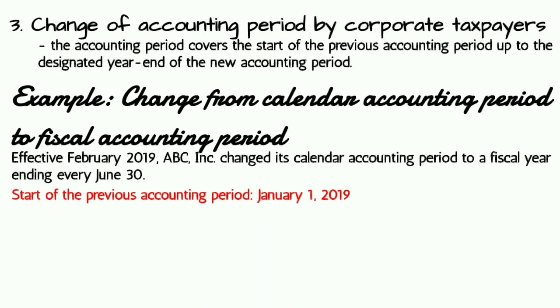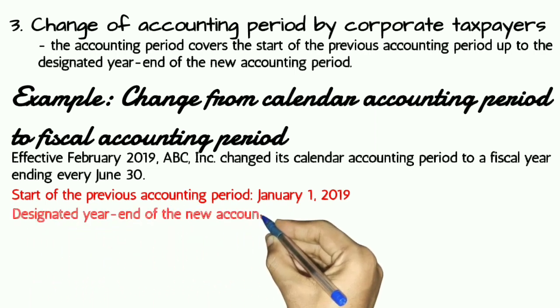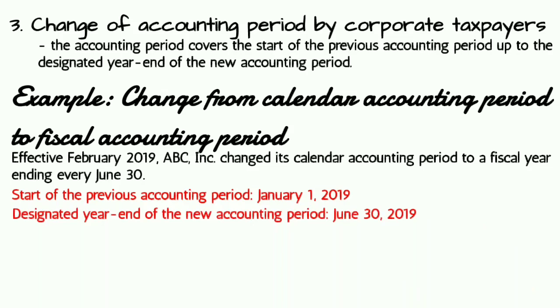Isusunod naman natin yung designated year-end of the new accounting period. Di ba nagpalit siya from calendar accounting period to a fiscal accounting period? At sabi dito, mag-i-end ang fiscal accounting period or fiscal year ng June 30. So that means the end or the designated year-end of the new accounting period is June 30, 2019.